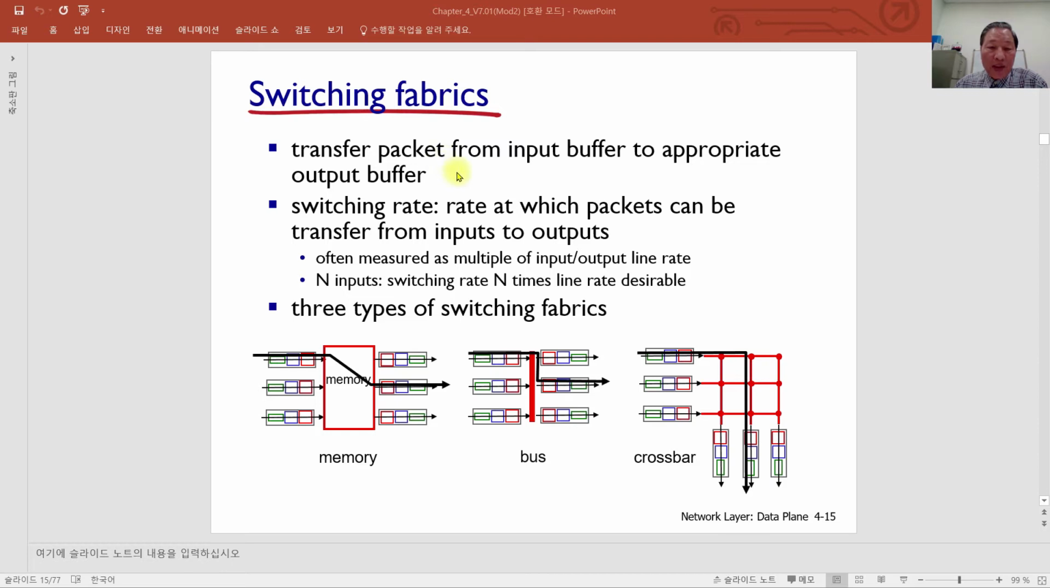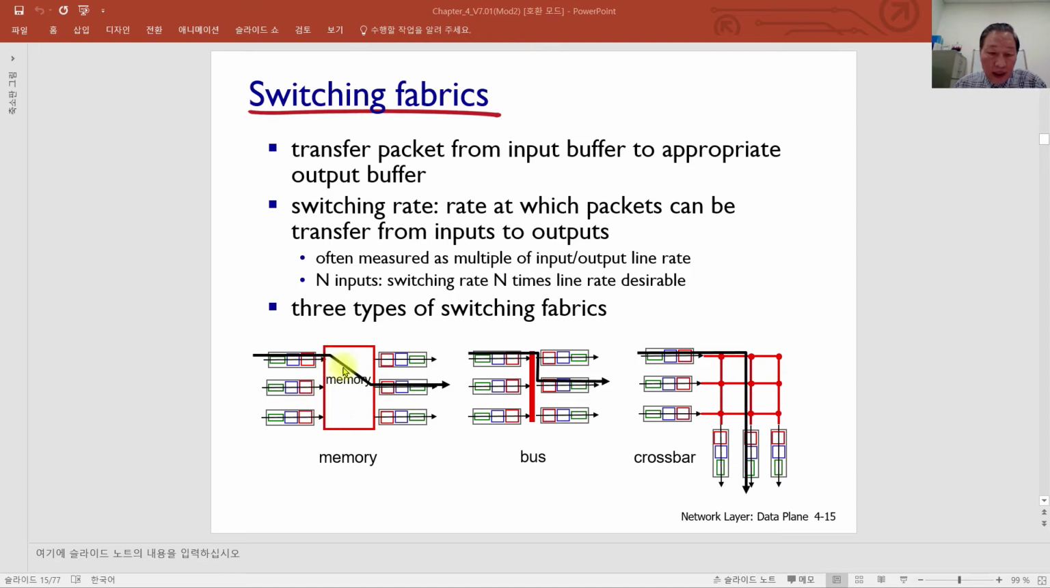Switching fabrics transfer packets from the input buffer to the appropriate output buffer. The switching rate is the rate at which packets can be transferred from input to output. This is often measured as a multiple of the input-output line rates. For example, with n inputs, a switching rate of n times the line rate is desirable. For example, this one is a switching fabric.